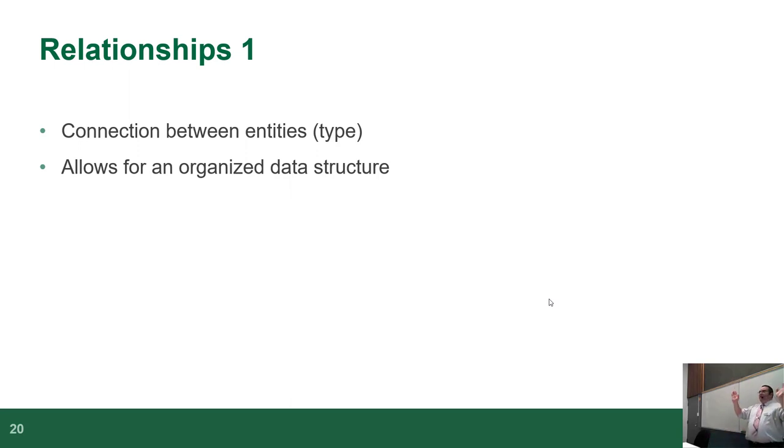So, relationships. A relationship is a connection between entities. In other words, a relationship would be teacher to course section, student to course section. That's a relationship. Parents with children, there's a relationship. Student and their grades, those are relationships. Those are the connections between things of information.